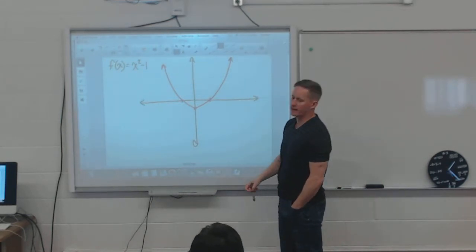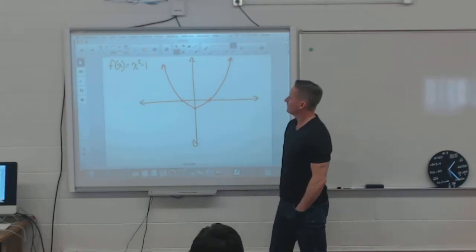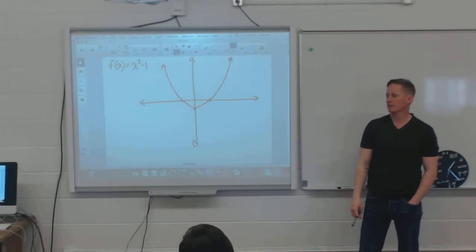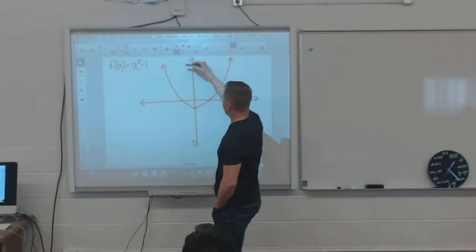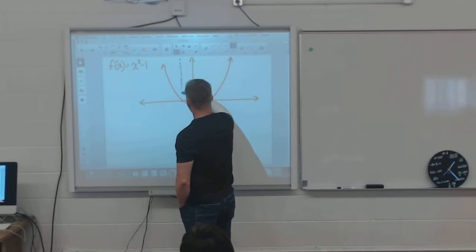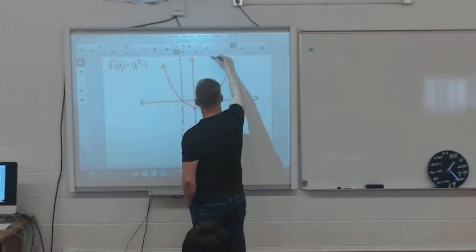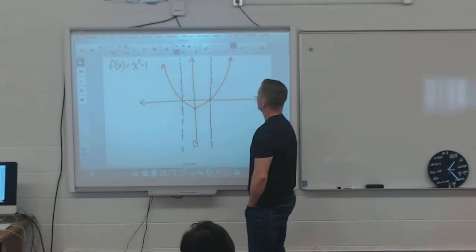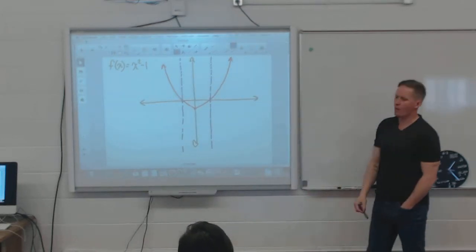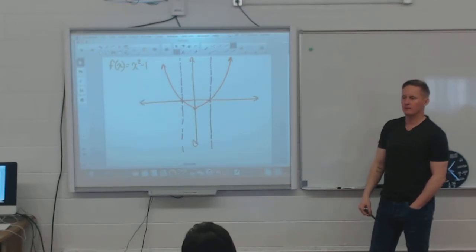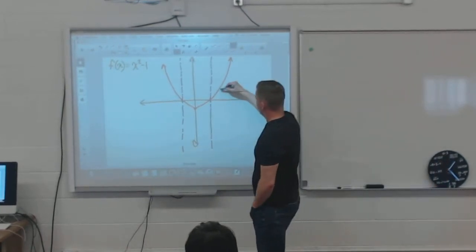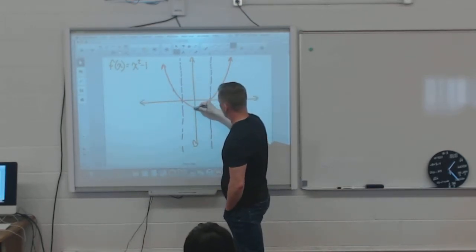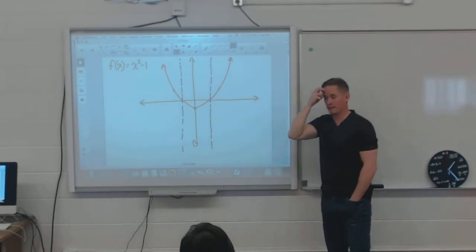All right, what's the next thing? Asymptotes. And where do they occur? The x-intercepts. So let's mark those in. How many do I have today? Two. I have two on this graph, just like that. Good. Now what? Plus or minus 1. There's plus 1. There's minus 1.